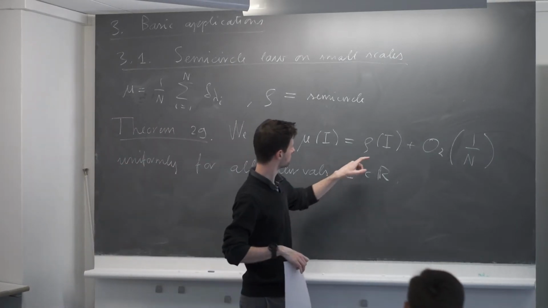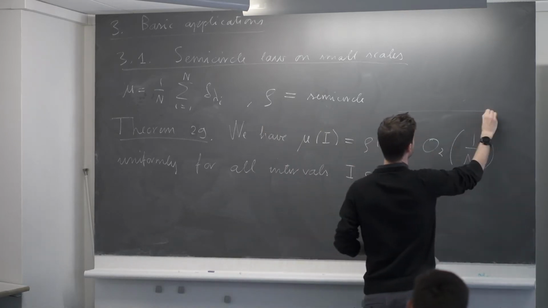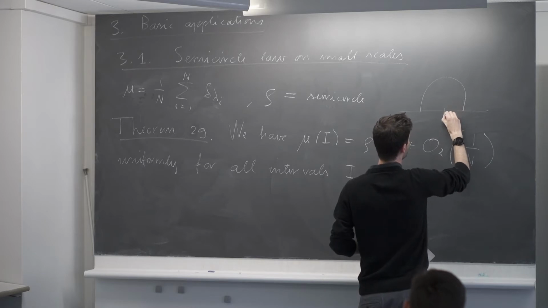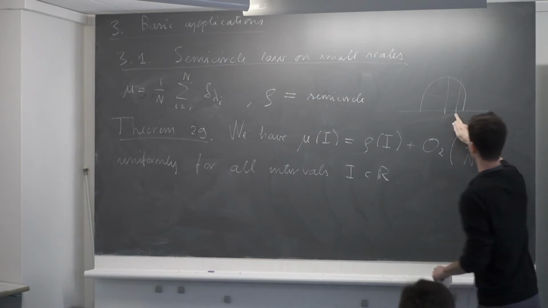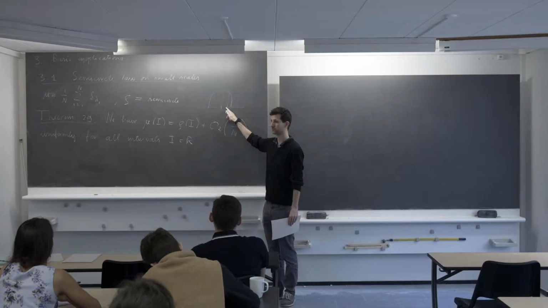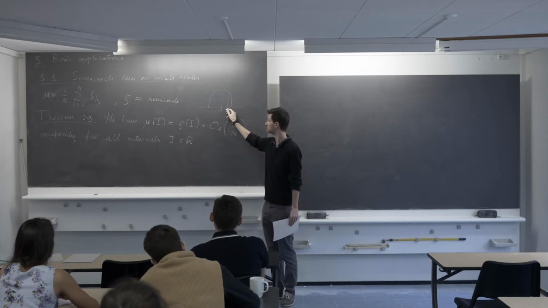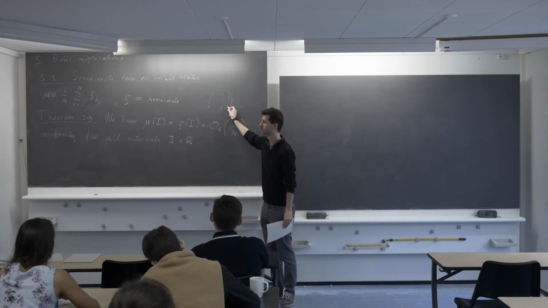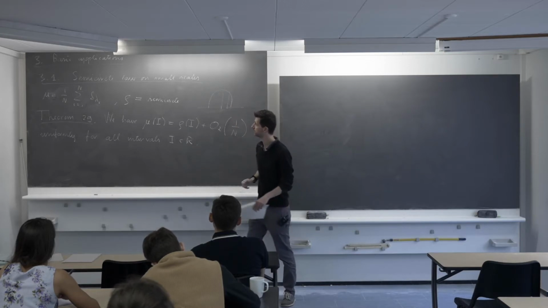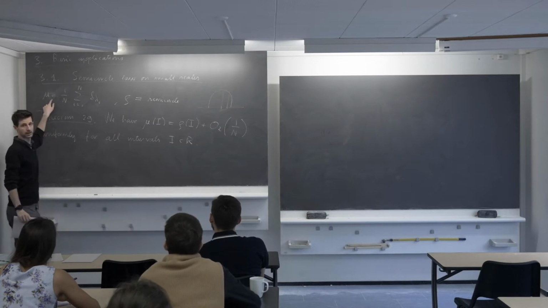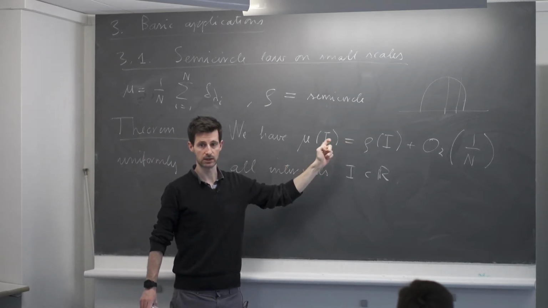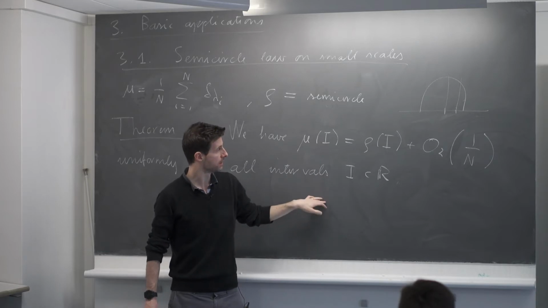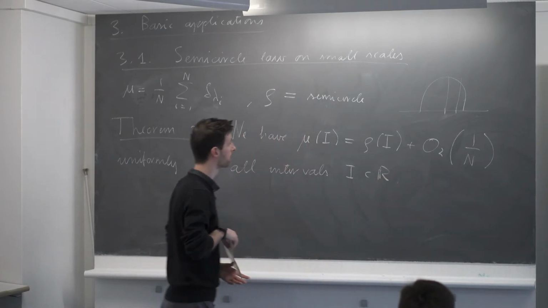You can imagine, if you choose your interval I maybe to be like this, you count the number of eigenvalues in here. And clearly, these eigenvalues fluctuate. So if you want a high probability bound, your bound cannot be so precise that it sees whether an eigenvalue is inside the interval or outside. It will jump in and out. And if it jumps in and out, this quantity will change by a factor 1 over n. So this approximation cannot be as precise as 1 over n. It has to be strictly less precise than 1 over n. And in that sense, this is optimal.